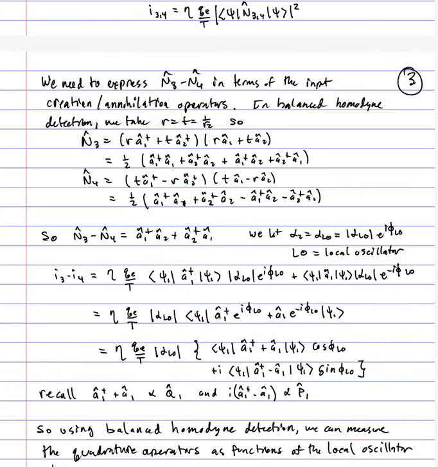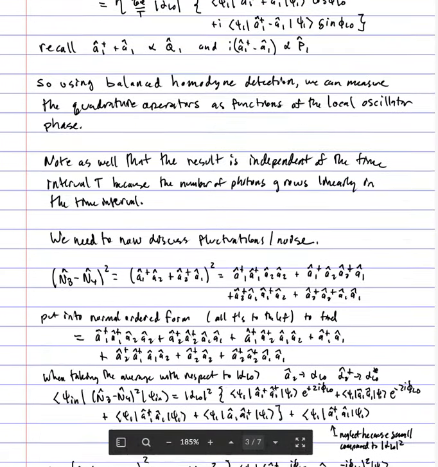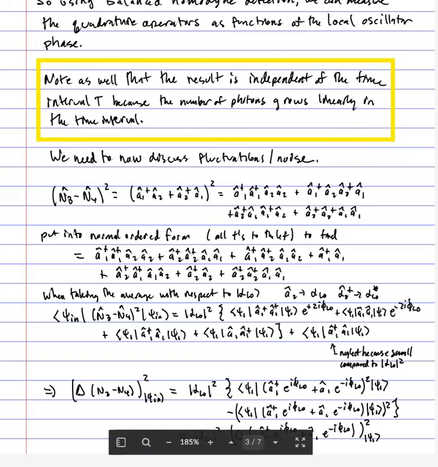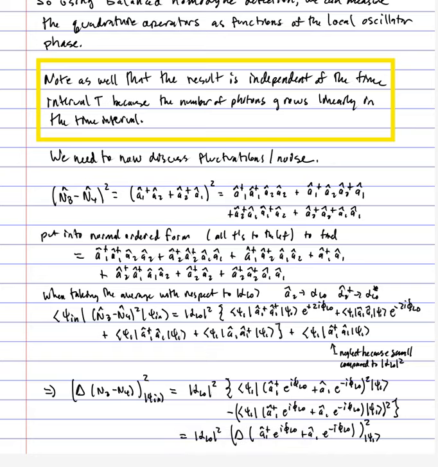So what this is telling you is that the measurement of the photocurrent, I3 minus I4, in a balanced homodyne detection is a direct way of measuring either one of these quadrature amplitudes, either Q1 or P1, and I can adjust which one I'm measuring by adjusting the phase of the local oscillator. By changing that phase, if phi LO is equal to 0, I'm going to measure the Q. If phi LO is equal to pi over 2, I'm going to measure the P. So using this balanced homodyne detection, we can measure the quadrature operators as functions of the local oscillator phase. You should note as well that this result is independent of the time interval t because the number of photons grows linearly in this time interval.